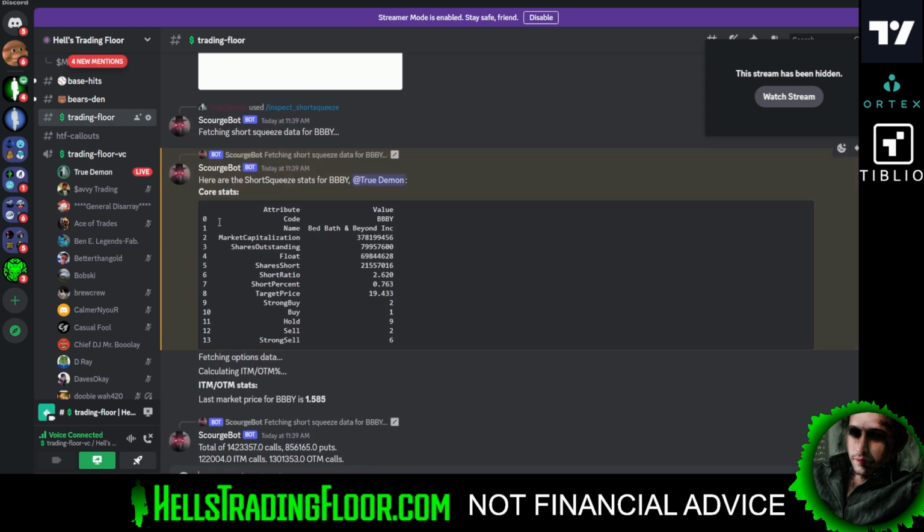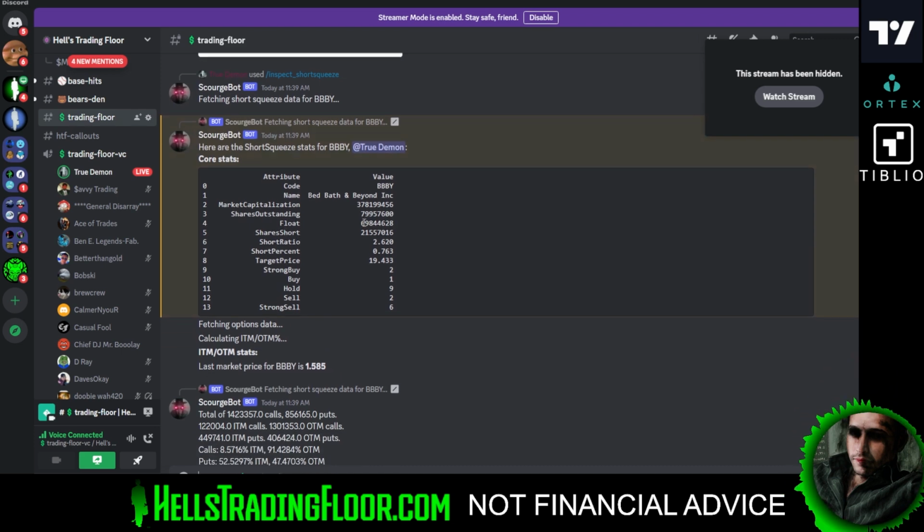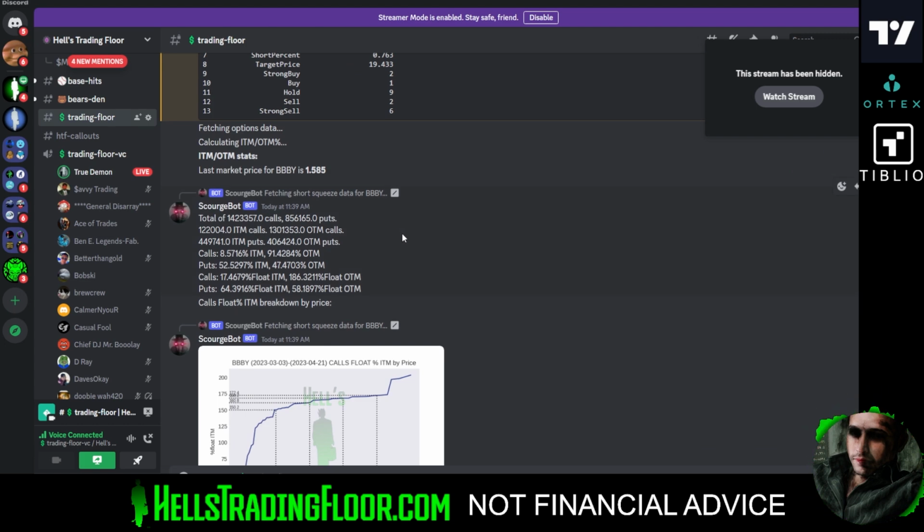The information that it gives us here is relevant, specifically the float, because this is the number that this chart is using to calculate the percentage of float that goes in the money. So we'll just keep the float number for right now. This is the only one that you need to keep in mind for the purpose of this chart analysis.